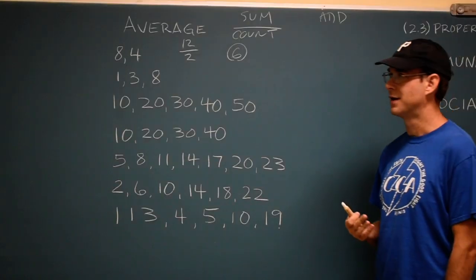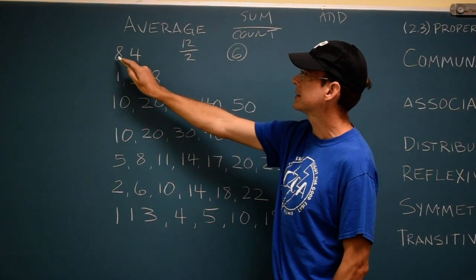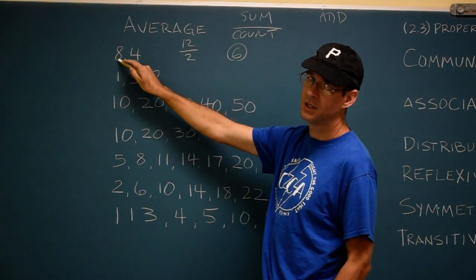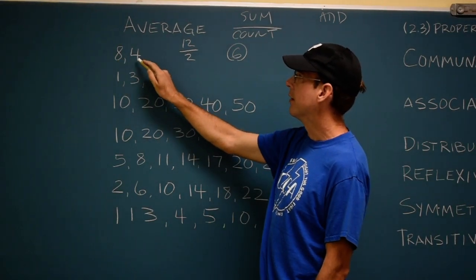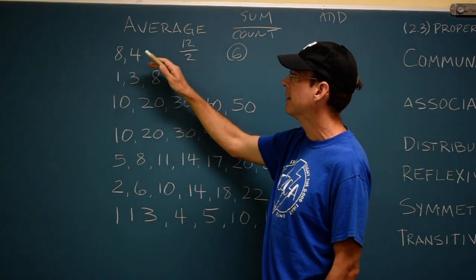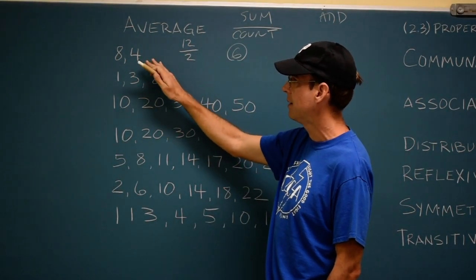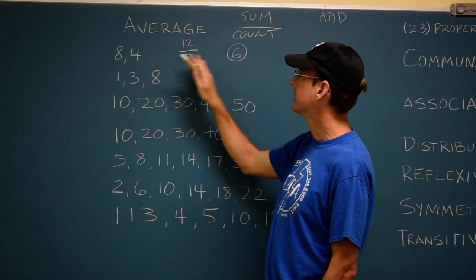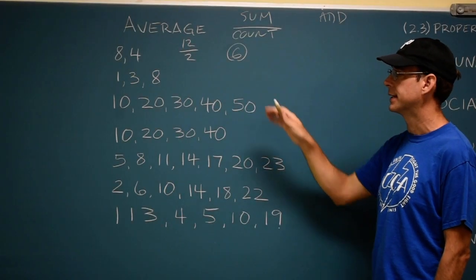Averages should always be like medium-sized numbers compared to the list. Our biggest number was 8. The average has to be smaller than the biggest number. The littlest number is 4. The average has to be bigger than the littlest number. It's got to be in the middle somewhere, a nice medium-sized number for the list that we're looking at. So here we've got an average of 6.